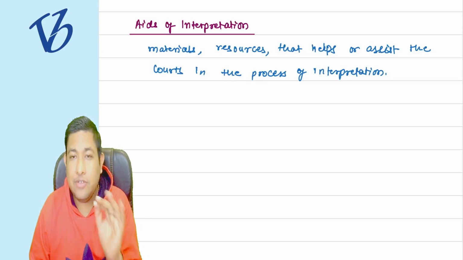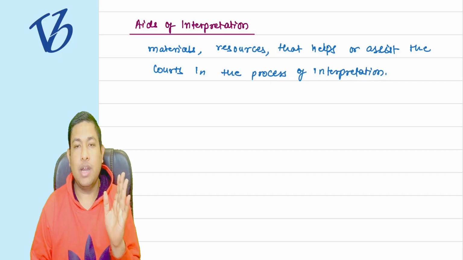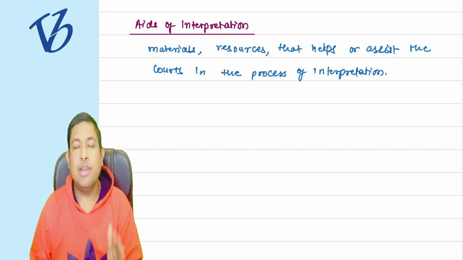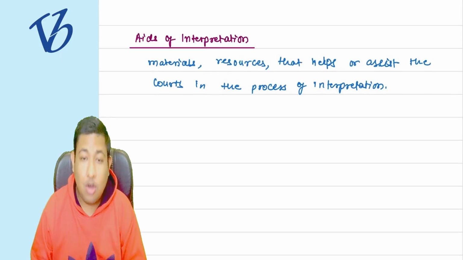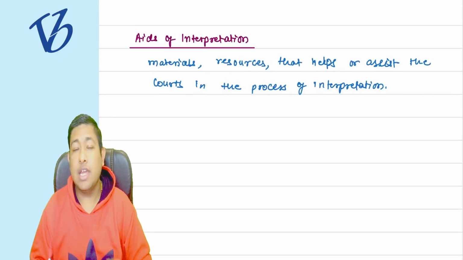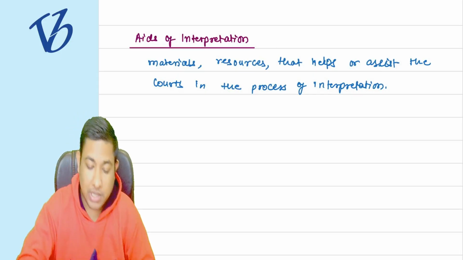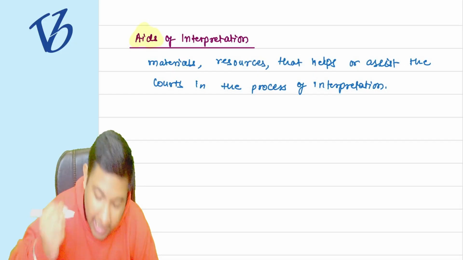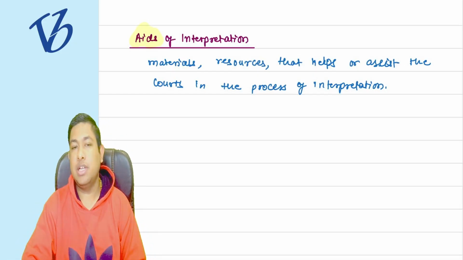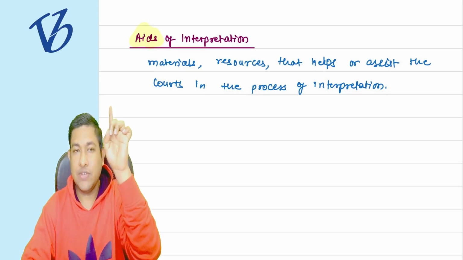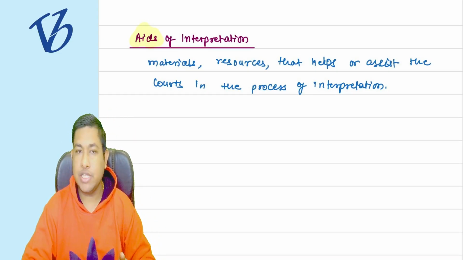to identify the intention of the lawmaker. What the lawmaker wants to say, we need to identify it. Now, how we are going to identify it, how we are going to know what is the intention of the lawmaker, this is to be understood by the aids of interpretation. So do you understand what is the difference between the rules and the aids of interpretation?